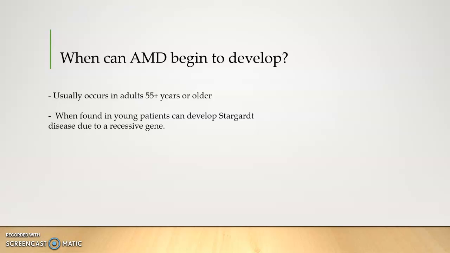So when can AMD begin to develop? It usually occurs in adults 55 years or older. When it is found in young patients, it can start to develop as Stargardt disease due to having the necessary recessive genes in order to develop it.